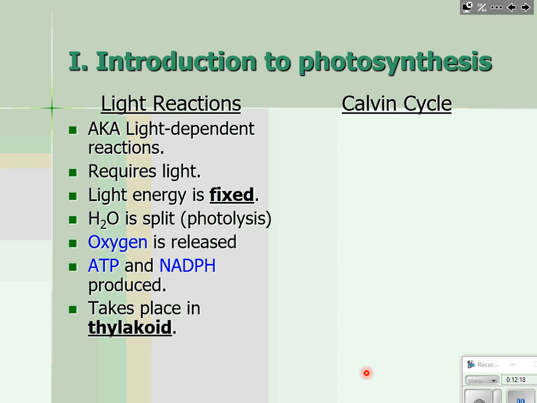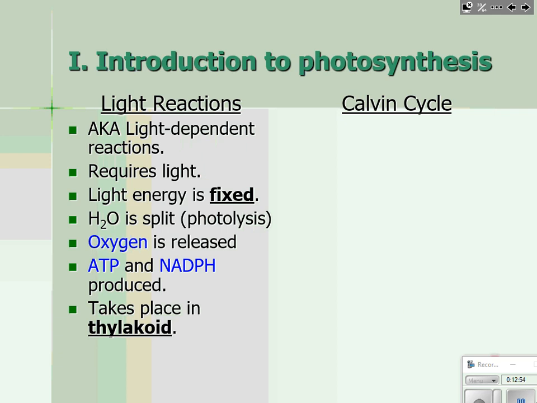Okay, I've already made reference to the fact that photosynthesis occurs in two major steps, or two major stages, I guess you might say. And so I'd like to speak about that just a little bit here. I've broken it down into two columns, and each column represents a major process that occurs during photosynthesis. So the first half of photosynthesis is often referred to as the light reactions, also known as the light-dependent reactions.